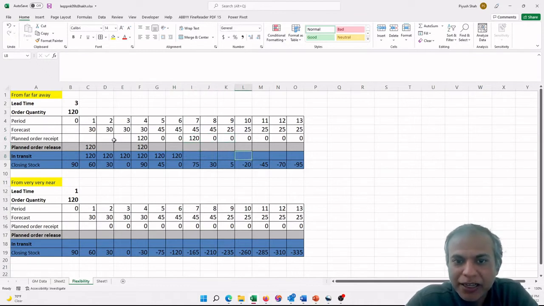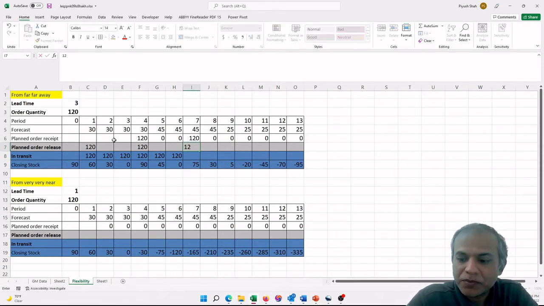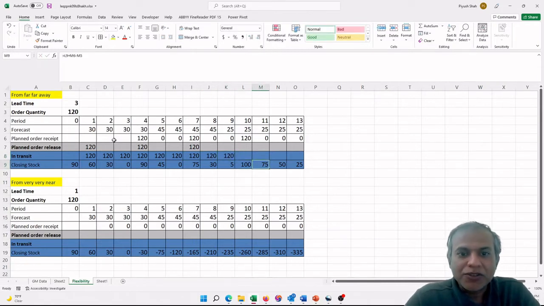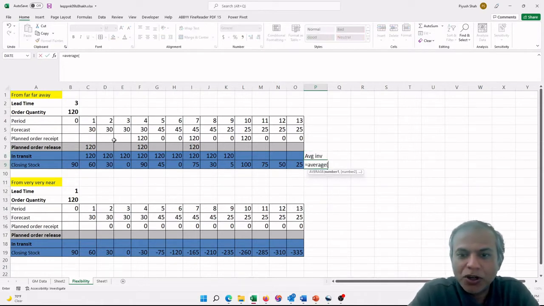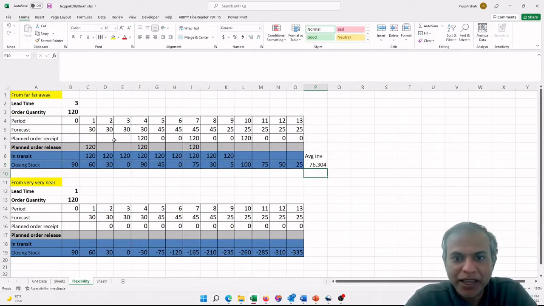Now if I look at it, the negative comes in period 10, the negative closing stock, which I don't want. So I want something in period 10, so I need to order it in period 7 and it'll be in transit for 3 periods. And finally I get it and there is no negative. So fine, I am fine with this kind of ordering pattern. Okay, so my average inventory in this case is equal to average of the transit and the closing stocks. So it is 76.3. That's my average inventory.